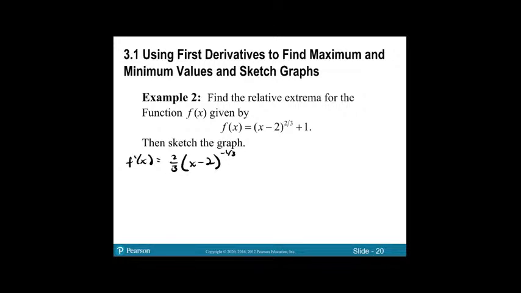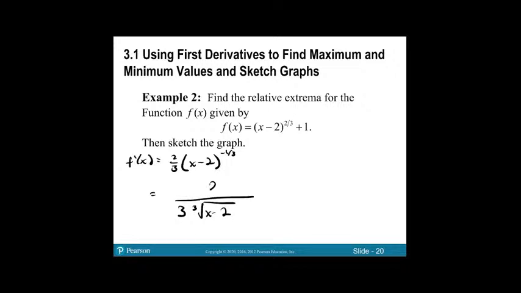Let's rewrite it. Because we have that negative exponent, negative 1/3, that's the same as 1 over the cube root. The thing there is that we cannot divide by 0, right? So if we set that x minus 2 equal to 0 and solve, then we have to throw that out, right? Here, let me rewrite it like this. This is the same as 2 over 3 times the cube root of x minus 2.